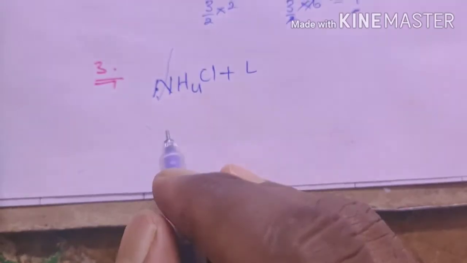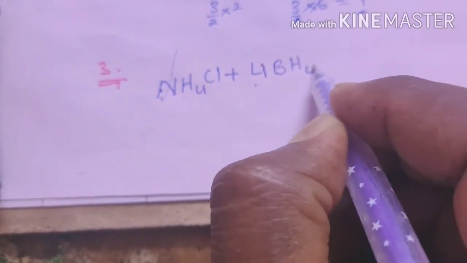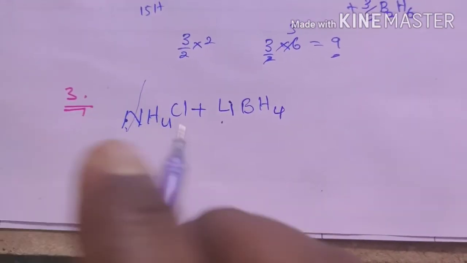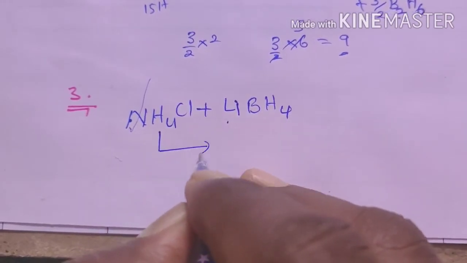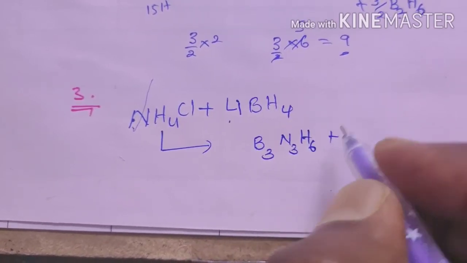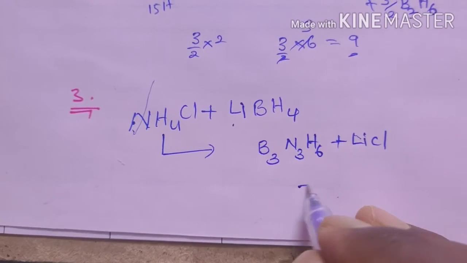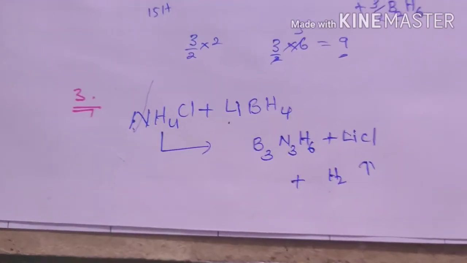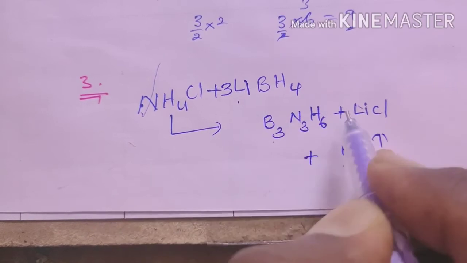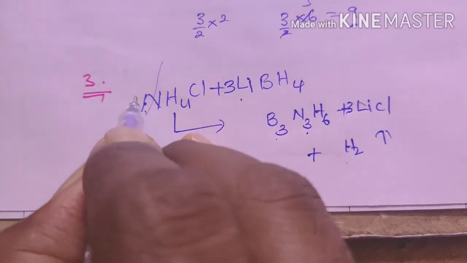Like that, in the third method, ammonium chloride is reduced with lithium borohydride, LiBH4. When these two are allowed to react with each other, we get the borazole or borazine like this. Borazole formula is B3N3H6. Along with this, we get lithium chloride and hydrogen gas also. This is very easy to balance because we have three boron atoms. So here we write the three. As we have three lithium atoms, we write three lithium chloride. And here we have three nitrogen atoms, so on this side we write three nitrogen atoms.